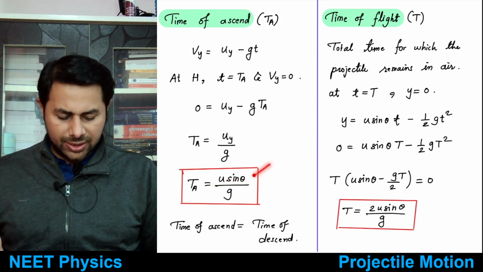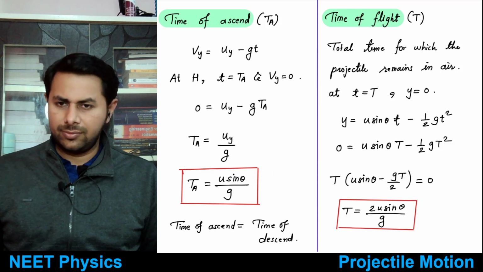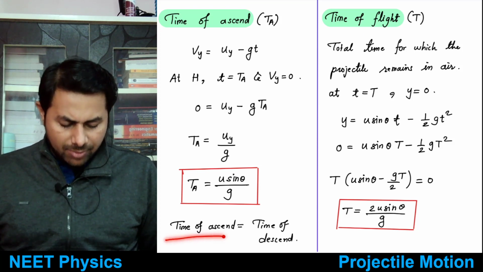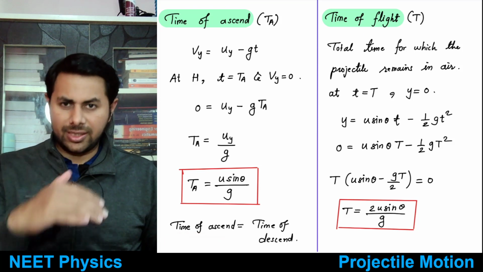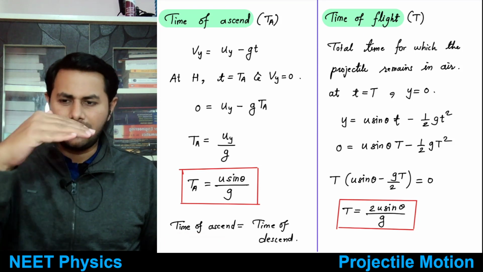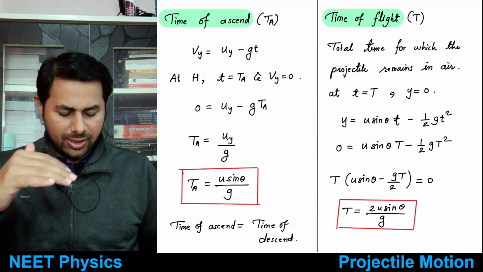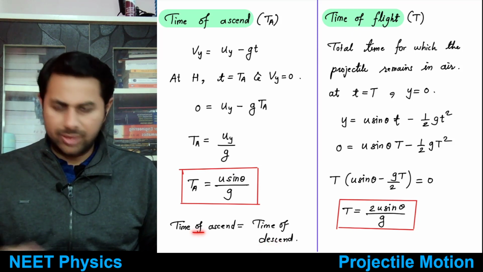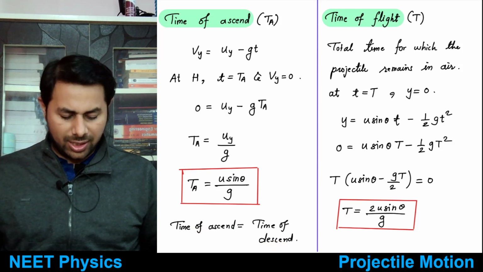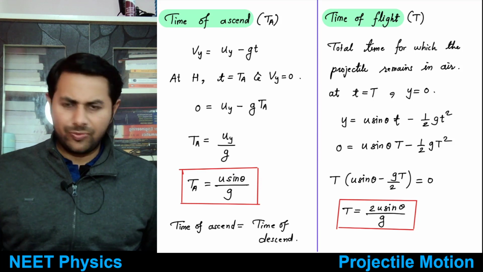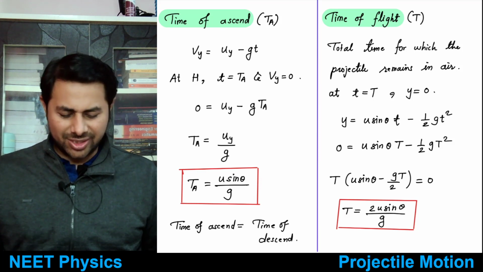Right? So this thing is clear? Okay, good. And then time of ascend and time of descend. The time taken by the projectile to go from maximum height to come back to the ground is the same. Both these times are u sine theta divided by g. How we can find it out, you just need to trust me over that.